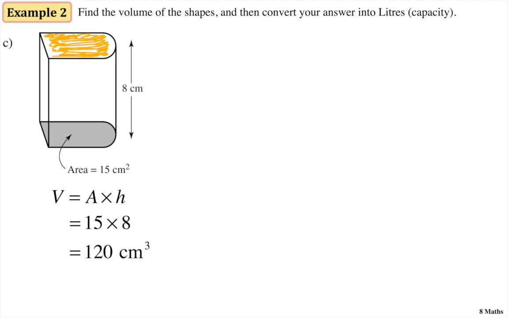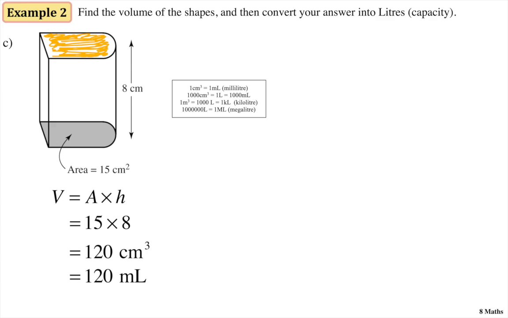How do I convert that to litres? Well, 120 cubic centimetres is 120 millilitres. A millilitre is 1,000th of a litre. So I'm going to do 120 divided by 1,000, which is 0.12 litres.